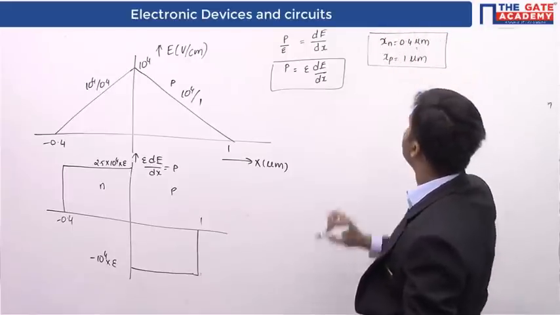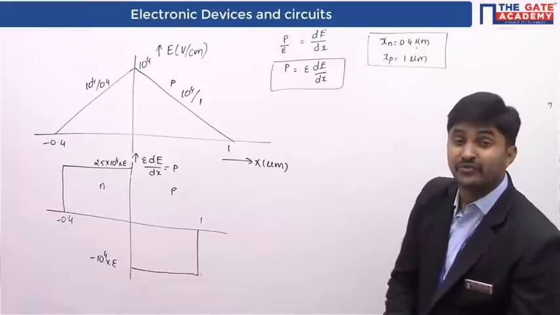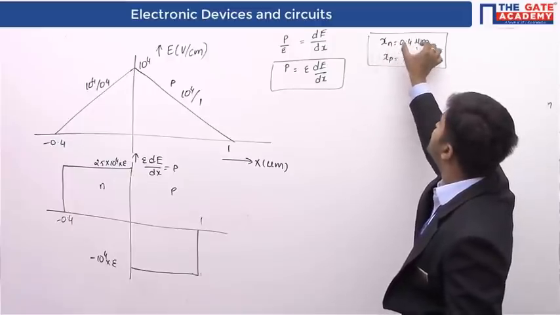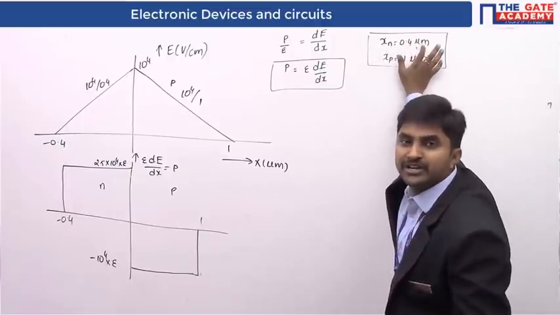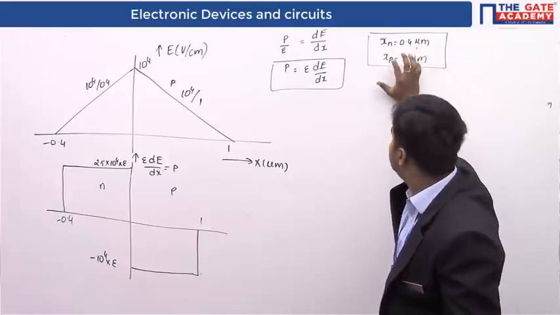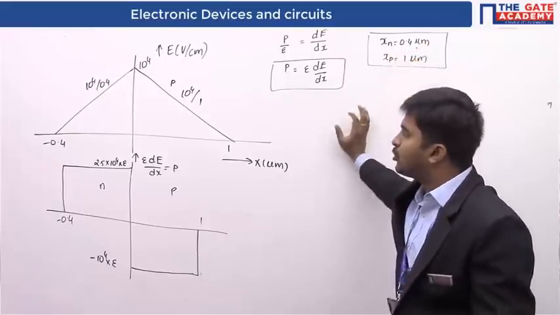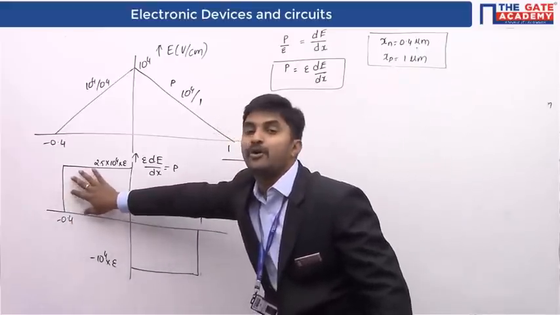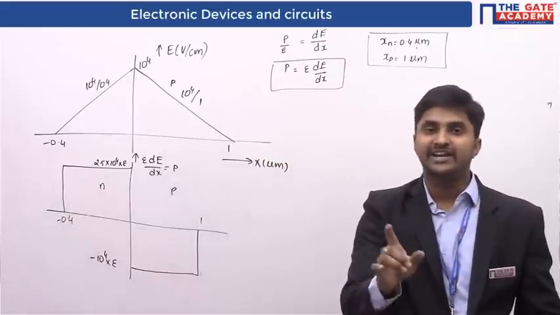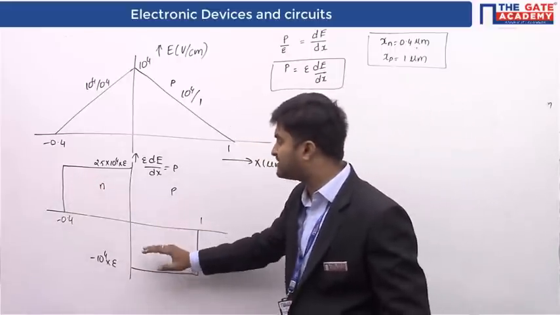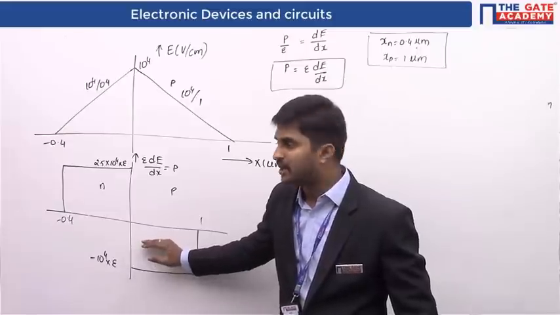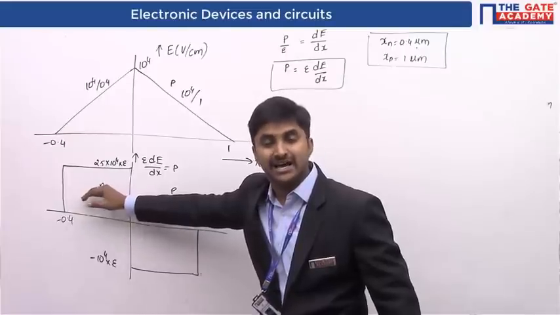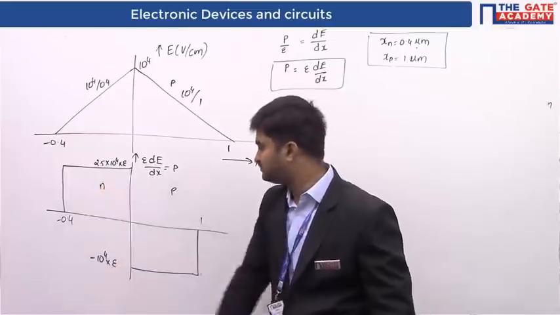So what are the xn and xp values? xn and xp are nothing but the depletion width in the N region and the depletion width in the P region. The depletion width in the N region is given by 0.4 micrometers. Depletion region in the P side is given by 1 micrometer. So this is the data that I'm getting. Once I understand that here I'm going to have a positive charge density and here a negative charge density, negative charge density we will always have in the acceptor or P-type region, and positive charge density in the N-type or donor region.